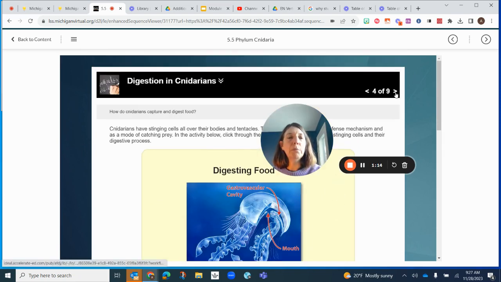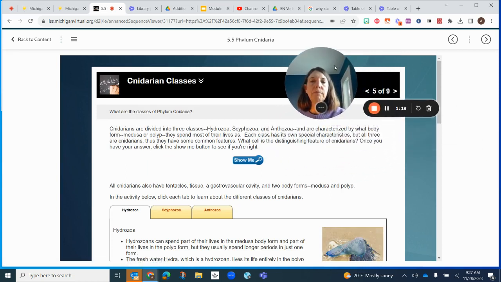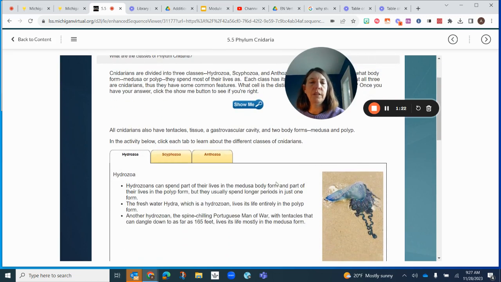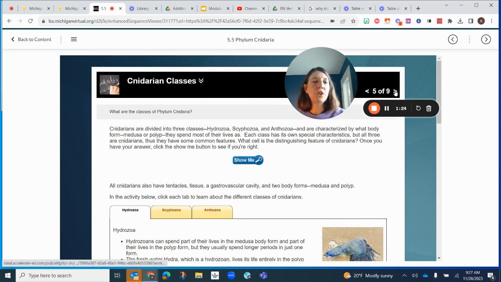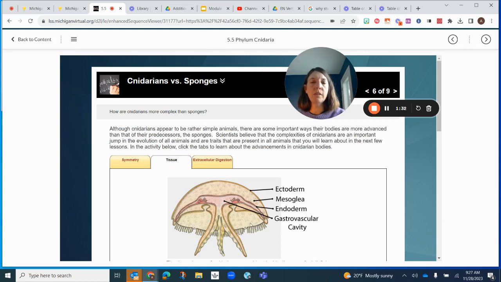They are getting a little bit more complicated in terms of how things work in terms of digestion and waste and so forth. Remember, we talked already about the symmetry part. This part is looking at the tissue. We have the ectoderm, that's the outer layer, the mesoglea, the endoderm, which is the interior layer, and then we have the gastrocavity here.